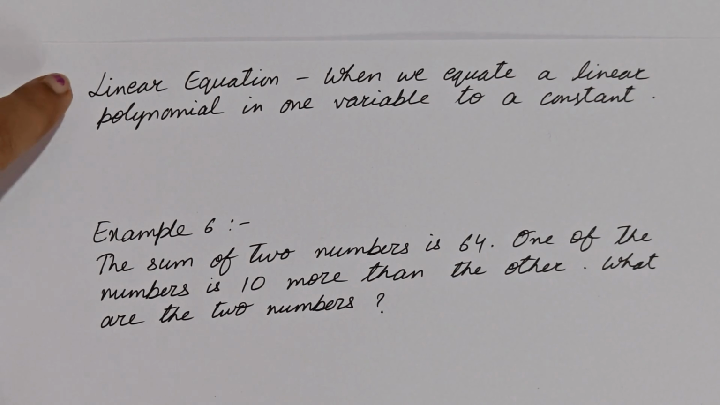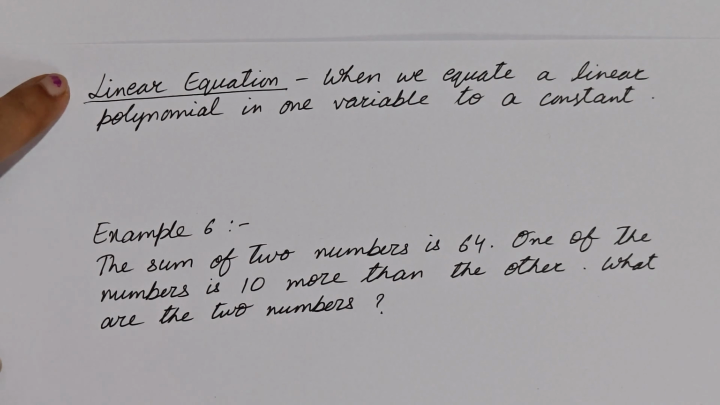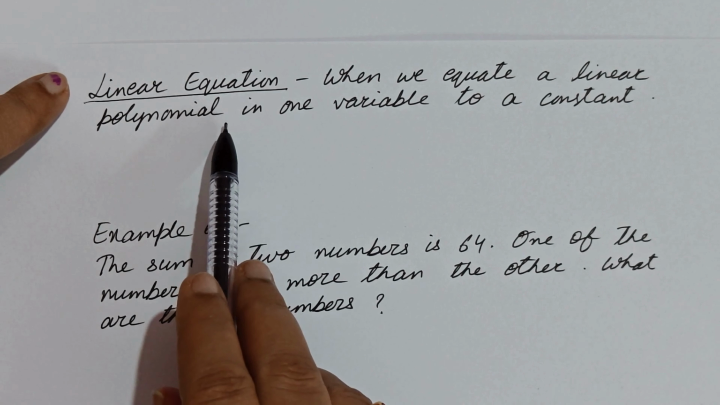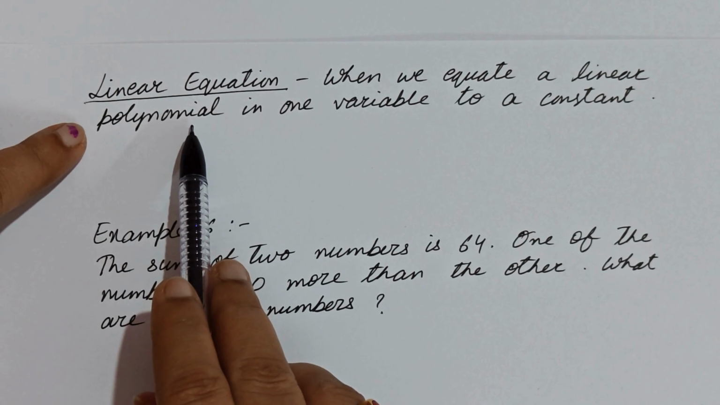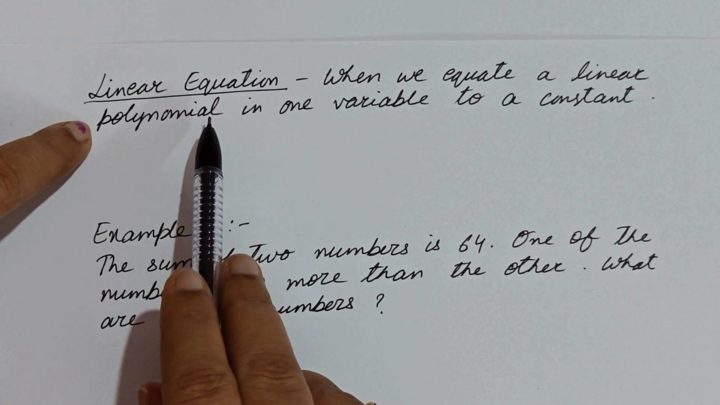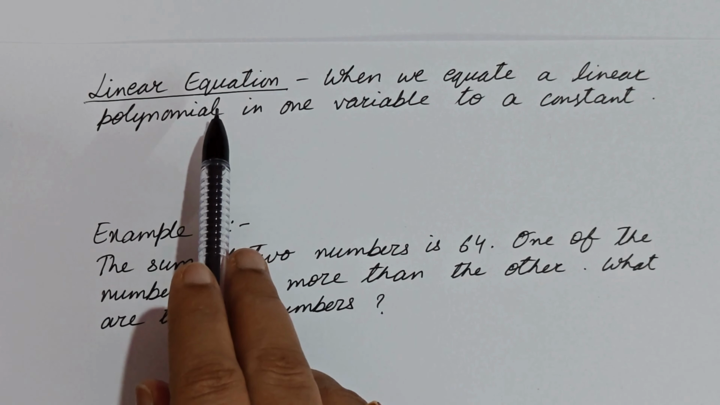Next, linear equation. This is a term given in your book. Linear equation. When we equate a linear polynomial in one variable to a constant. Linear polynomial, you have understood. And when we equate, what is equate? Equation. I think this word is very familiar to you.